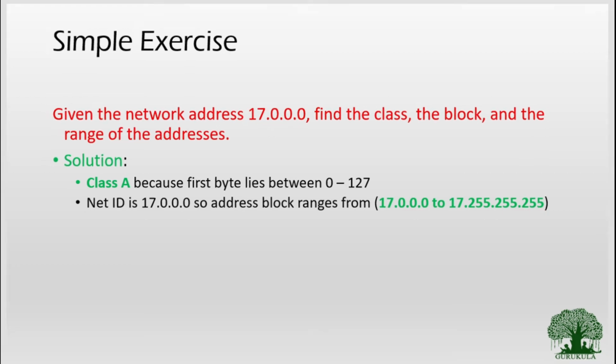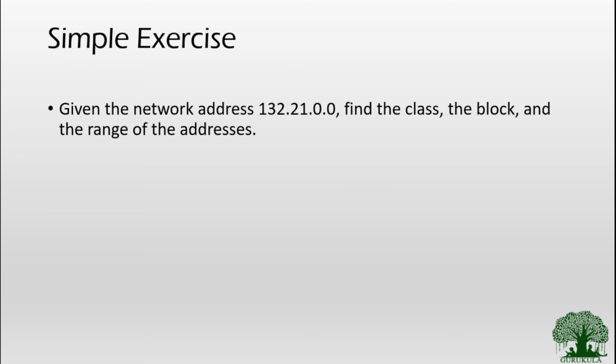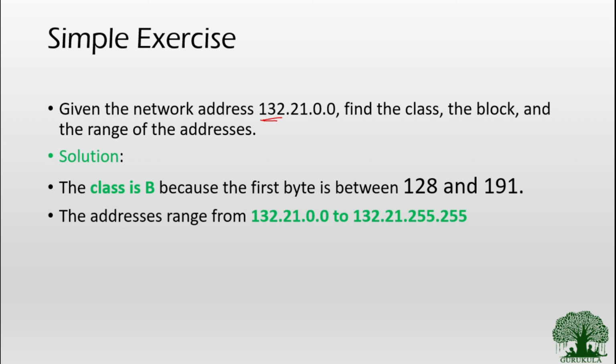Now let's take another example. You can pause the video here and try answering this particular question. Identify the class, block and the range of the address. Now looking at the IP address, you can see the first byte starts from 132. When I talk about 132, it belongs to class B address.